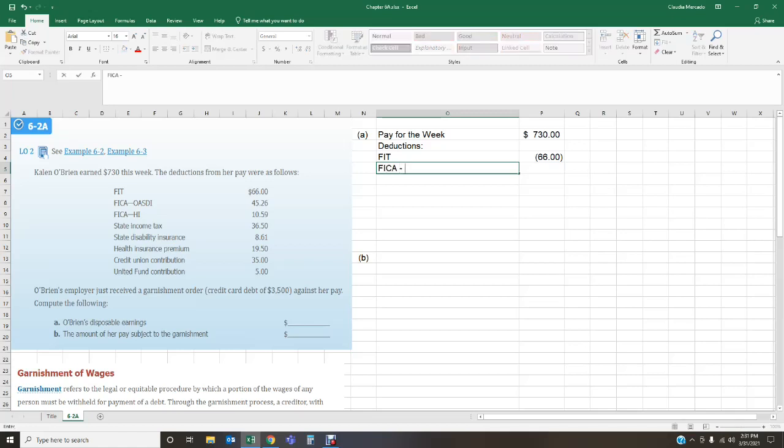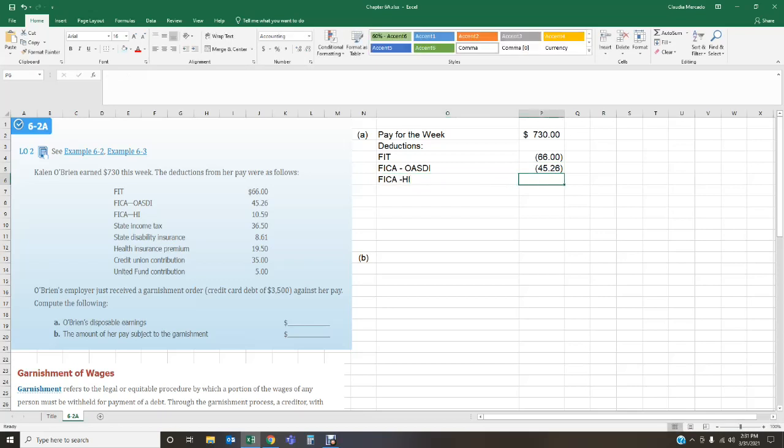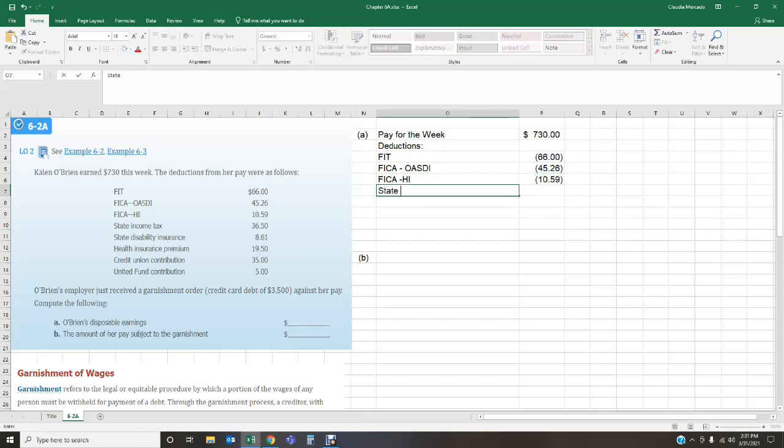FICA, OASDI is going to be deducted of $45.26. FICA, HI is going to be deducted for $10.59. The state income tax, all of these taxes must be paid by the employee. These are going to be deducted.